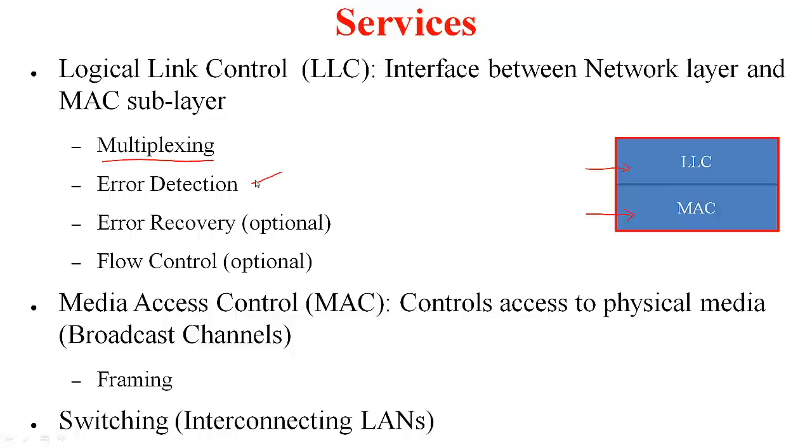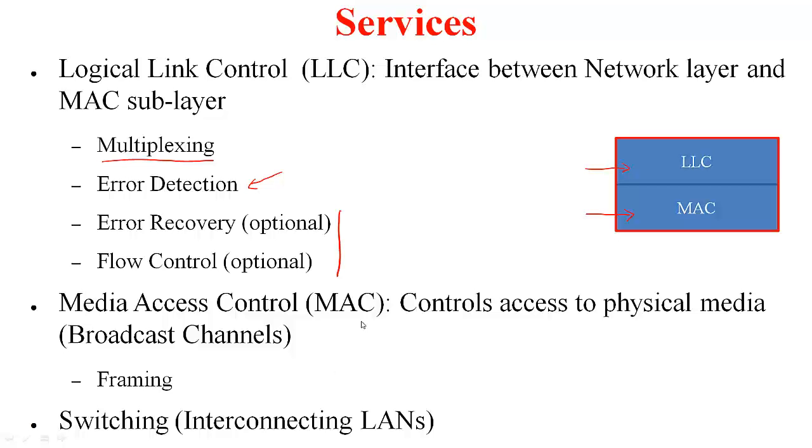Another job that the link layer does is error detection. We'll again cover this in detail. Optionally, it can also do error recovery as well as flow control. It's optional because not all link layer protocols employ these two. So for example, Ethernet doesn't do error recovery or flow control, whereas some of the wireless protocols do these.